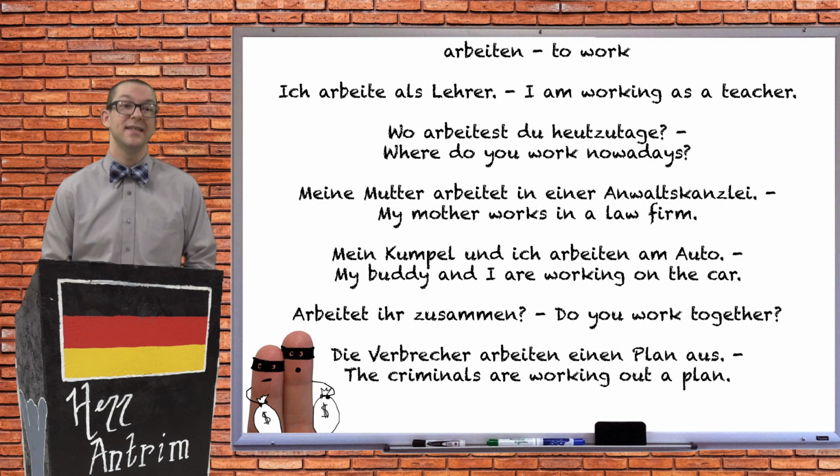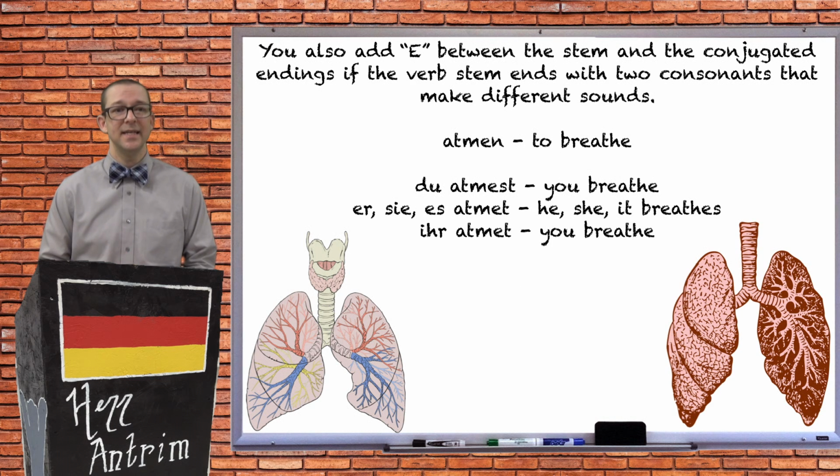Mein Kumpel und ich arbeiten am Auto. My buddy and I are working on the car. Arbeitet ihr zusammen? Are you working together? Die Verbrecher arbeiten einen Plan aus. The criminals are working out a plan. Adding an E is also necessary when the verb stem ends with two consonants that make different sounds. This isn't very common, but it is important to know.